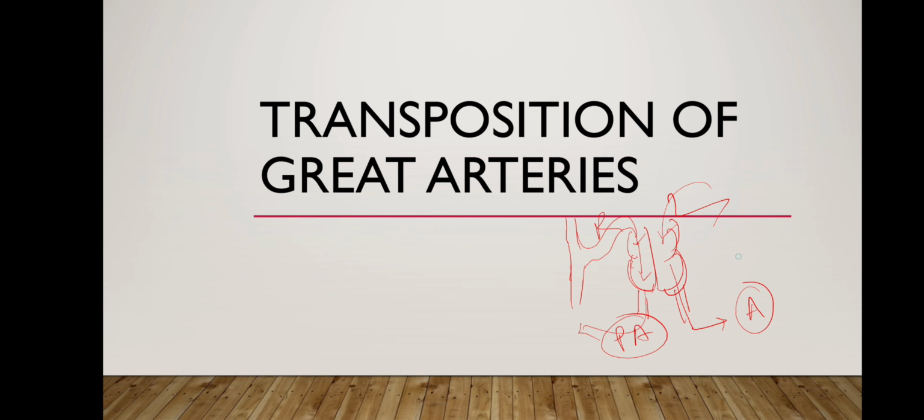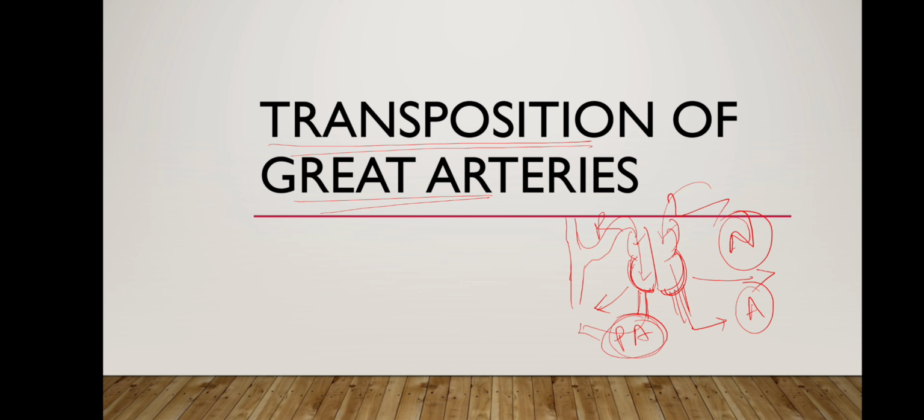So this is the normal phenomenon in a normal human being. That means the right ventricle is connected with the pulmonary artery and the left ventricle is connected with the aorta. But in transposition of great arteries, there is an interchange of these great arteries. That means the aorta now originates from the right ventricle and the pulmonary artery originates from the left ventricle. So what happens by this?